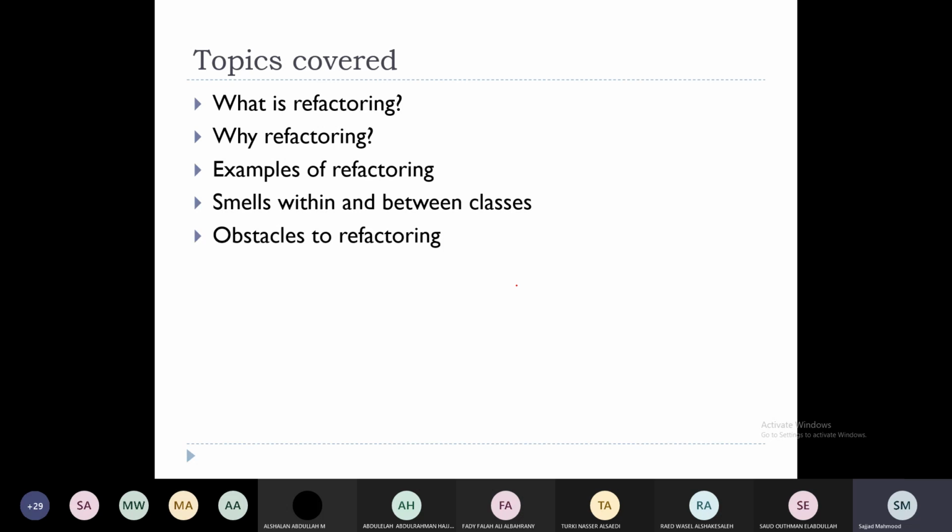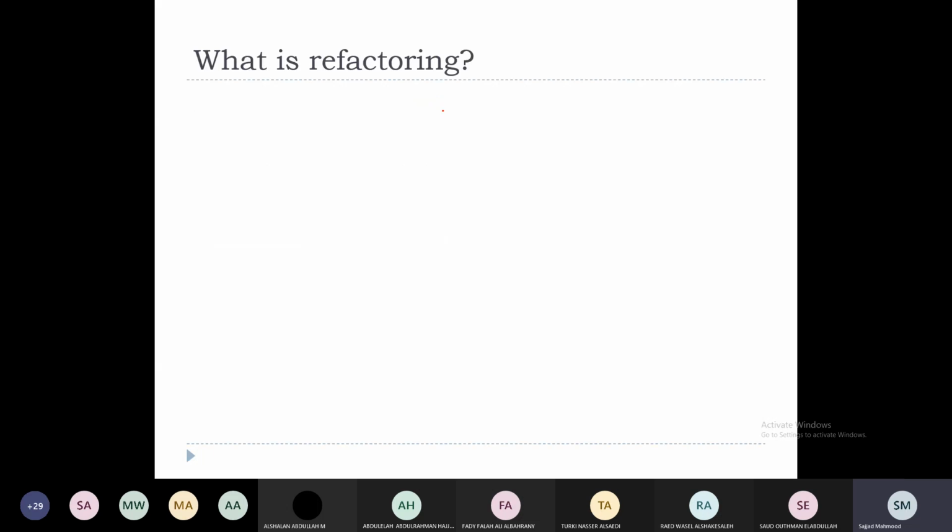and we'll look for some obstacles to refactoring as well. Of course, not today. Today we'll be only focusing on what is refactoring. So let me share with you some definitions, and we'll talk about this as a class together then.